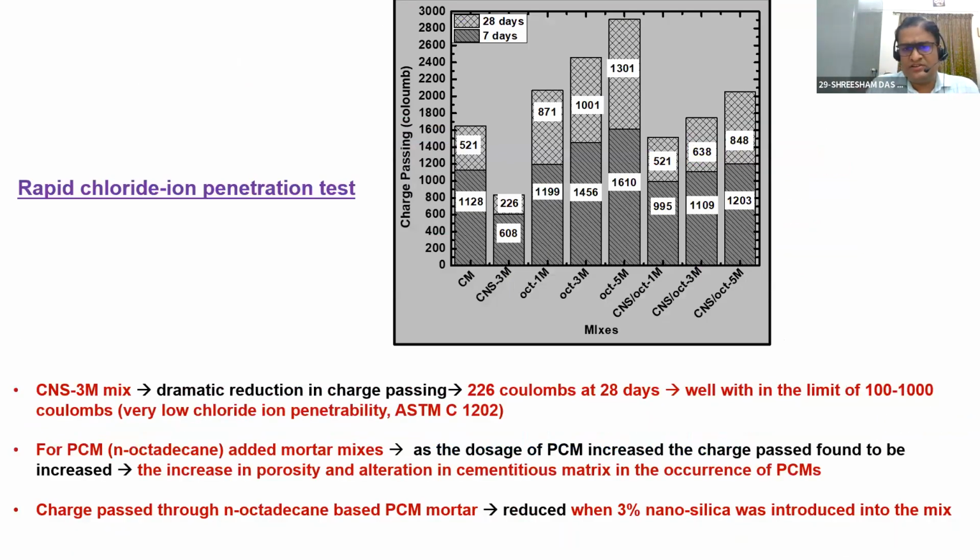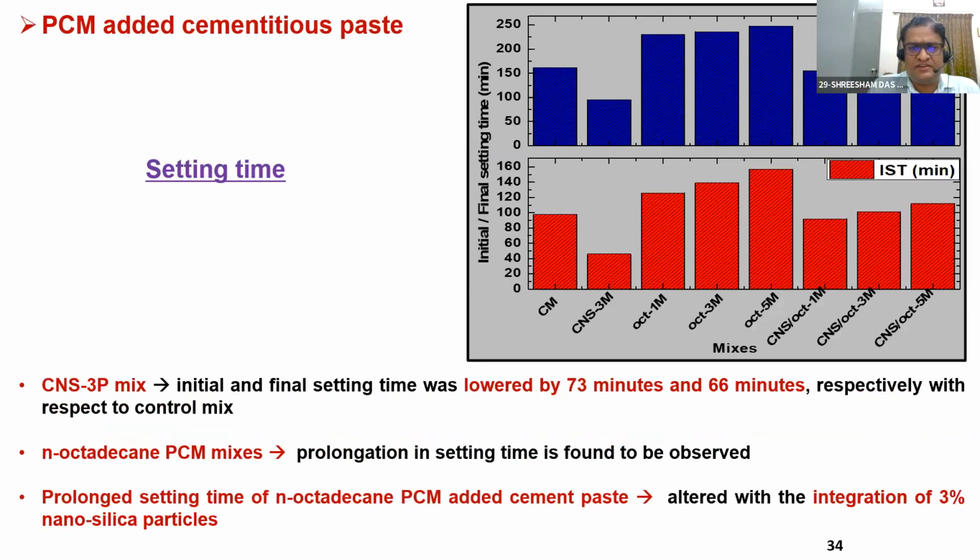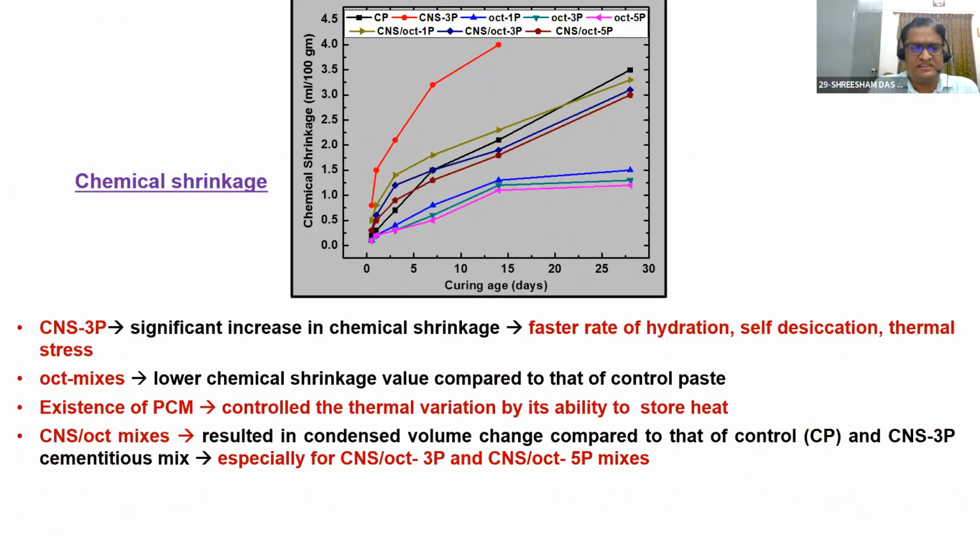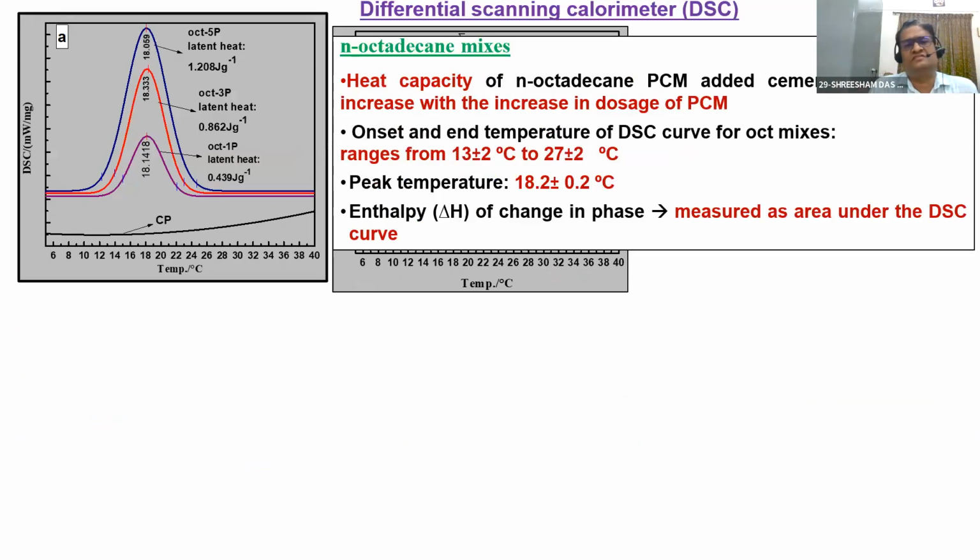Similarly, RCPT, setting time, surface temperature, chemical shrinkage; this slide is not much important at this point. Now this is very important for me. What we have done is taken the cementitious mixes and done differential scanning calorimetry.